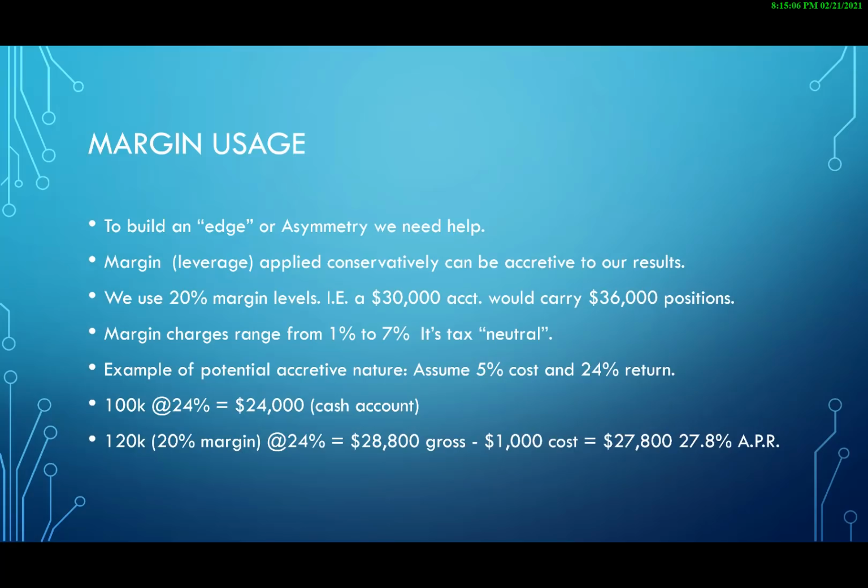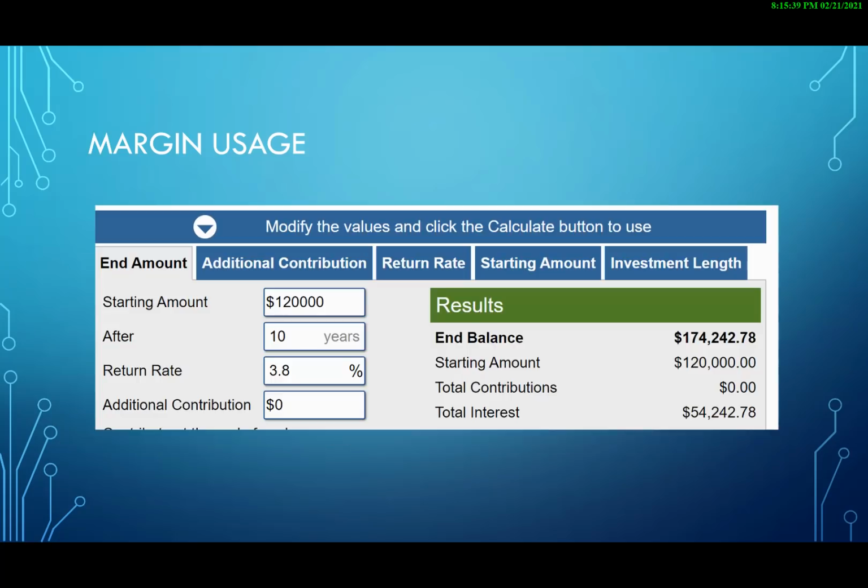Now we have to subtract out that 5% annual cost that we paid for using the broker's money, but that still leaves us with a $27,800 return, or 27.8%. 27.8% versus 24%. Now you say, well, how big a deal is that? Is it really even worth bothering? Is it really even worth doing? That little difference, that 3.8% difference, it's huge, folks.